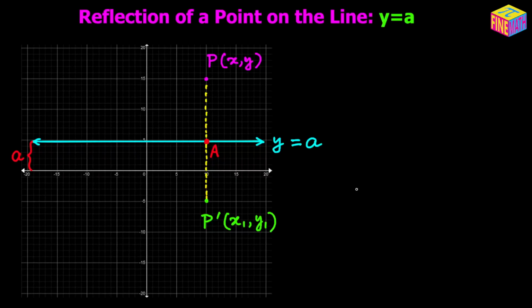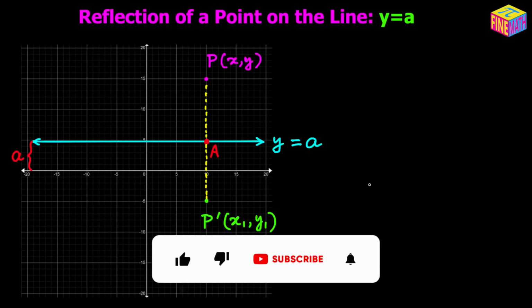Now because we are talking about an image, we have to assume that this line, y equals a, is going to behave like a mirror. Let's assume that it's a plane mirror, and on that mirror we are taking a reflection of the point P, and the image is forming at P prime. So from the principle of reflection of light, we know that the distance of the object from the mirror will be equal to the distance of the image from the mirror.